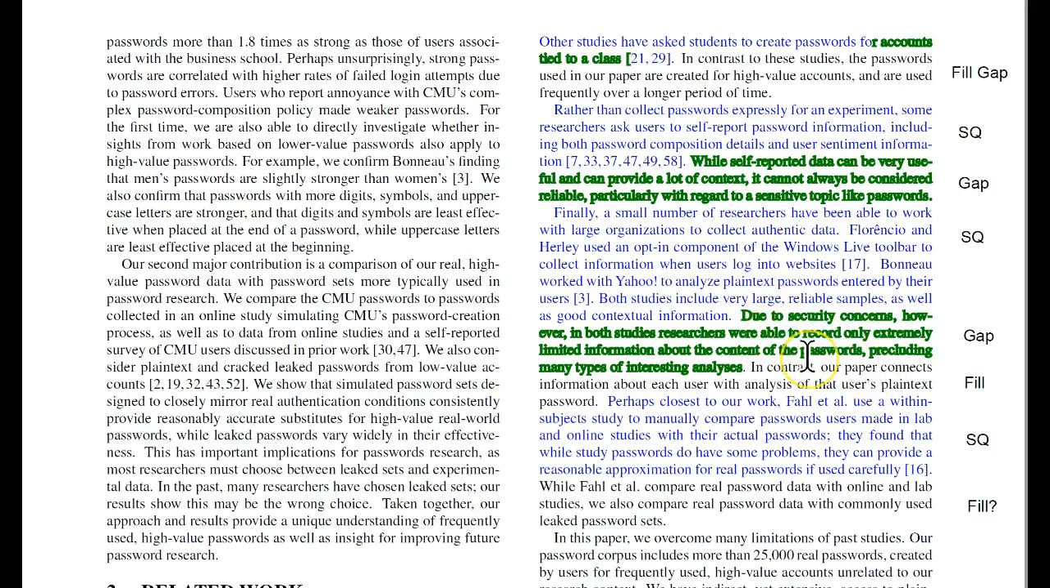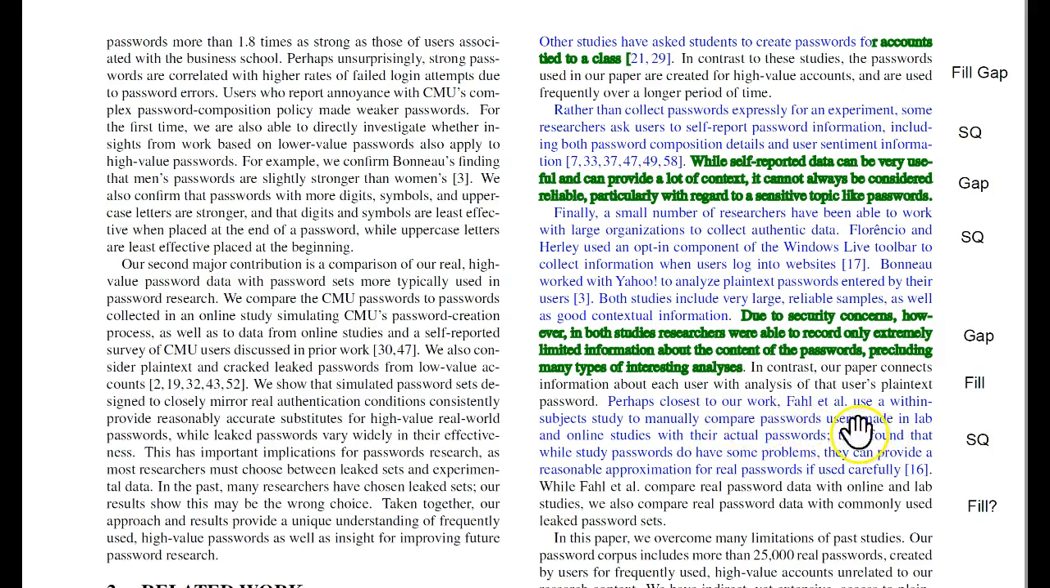Then they say the gap with these two studies here, that they've used large reliable samples, but they were able to record only extremely limited information about the context. Then they suggest how their study would address that. And then we move here, perhaps closest to our work. So if I didn't already know by the amount of space that was dedicated to each one of these, I would know from this phrase, perhaps closest to our work.